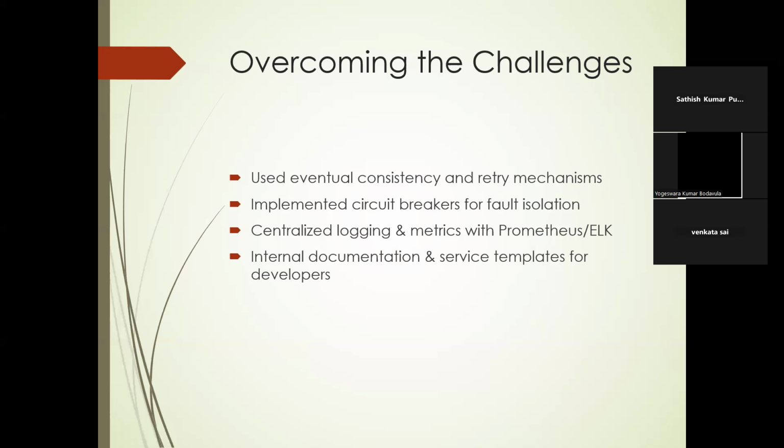When it comes to centralized logging and metrics, tools like Prometheus and the ELK stack help developers monitor and debug services in one place. And finally, internal documentation and service templates help new developers quickly understand and build new services.